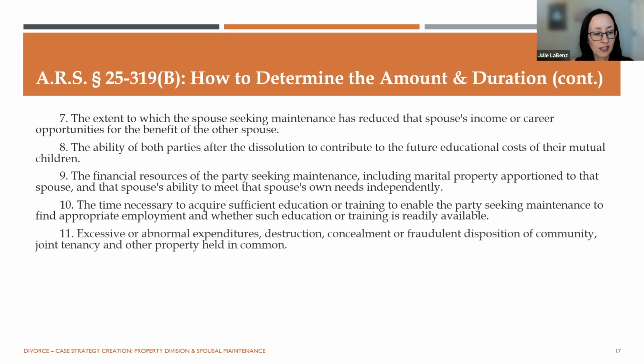Number 11, excessive or abnormal expenditures, destruction, concealment, or fraudulent disposition of community, joint tenancy, and other property held in common. So this is the waste definition that we talked about earlier. The court will consider waste in a spousal maintenance analysis. So if one spouse is like, oh, I can't pay spousal maintenance because all that money is gone, the court's going to be like, yeah, well, you wasted it. And so we're still going to make you pay because that was your fault. So that's something that the court can consider.